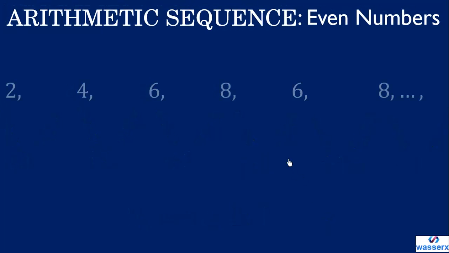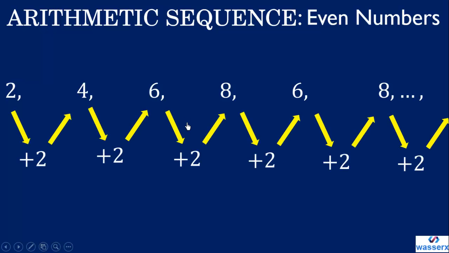The even numbers also form an arithmetic sequence. They differ by a constant of 2. So in general, we write u sub n is equal to 2n.